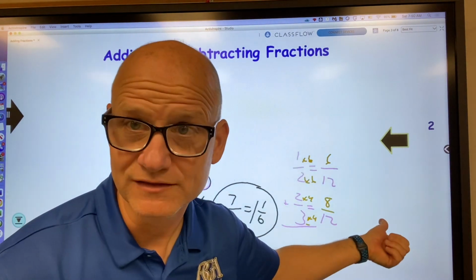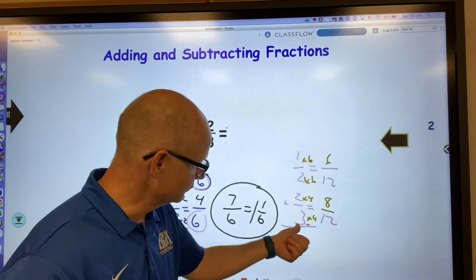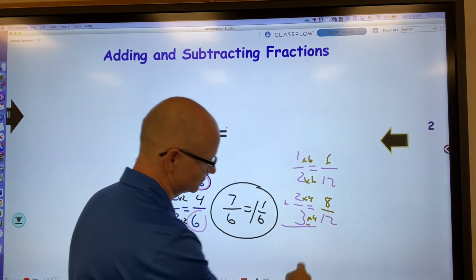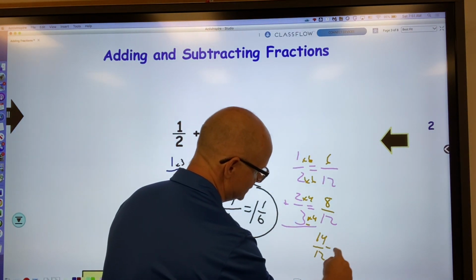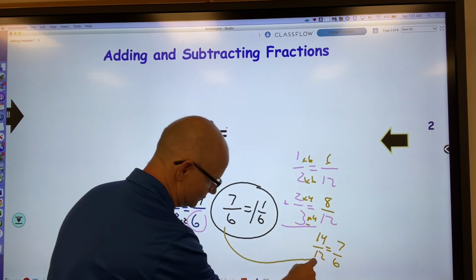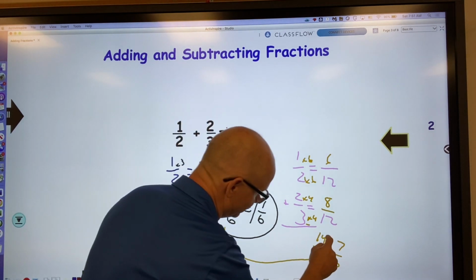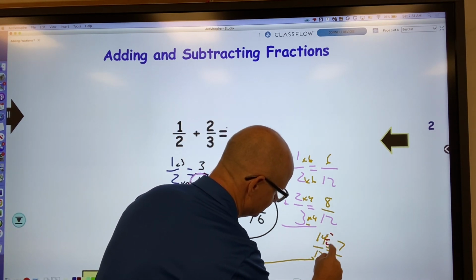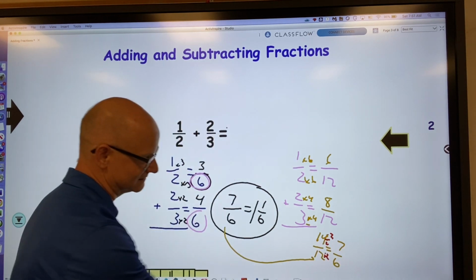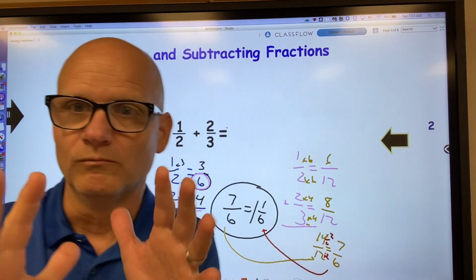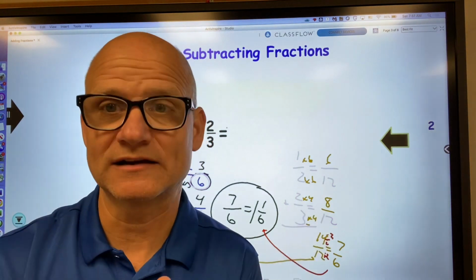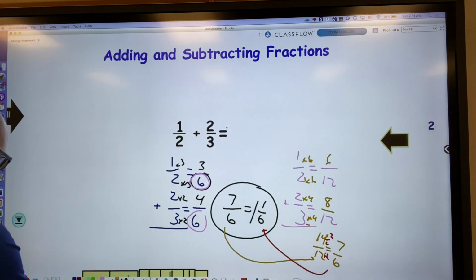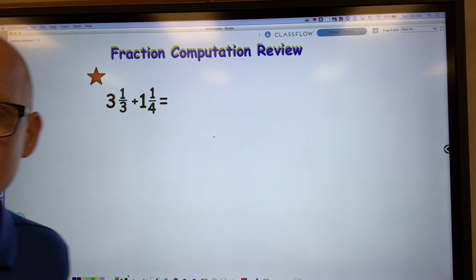1/2 equals 6/12. That makes sense, right? 6 out of 12, that's a half. 2/3 equals 8/12. Now we can add our 8/12 plus our 6/12, which gives you 14/12. If I divide both by 2, I get 7/6, and 7/6 is just 1 and 1/6. So the point is, when you're adding or subtracting fractions, you've got to find a common denominator, a common unit. Now I want you to press pause and work this problem out.